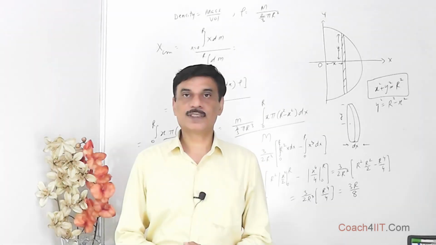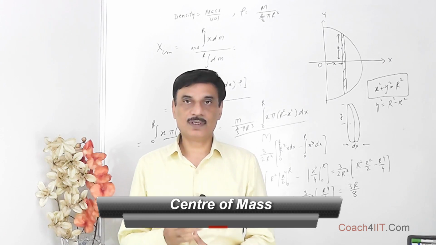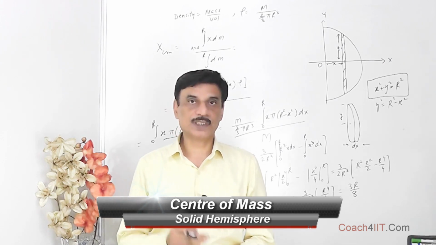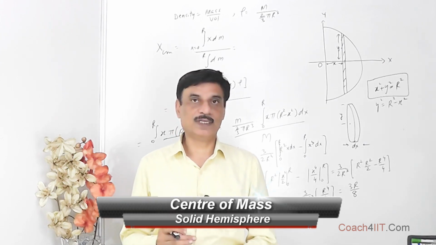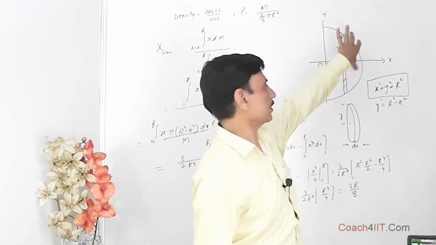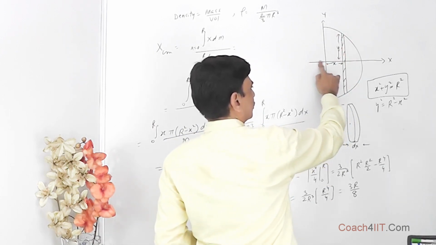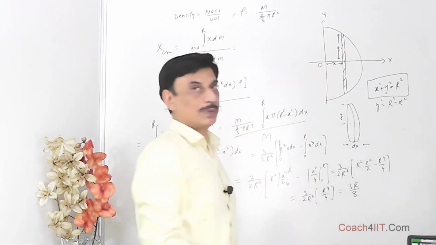Find the center of mass of a solid hemisphere. First of all, as usual, we try to see if there is axisymmetry, because the center of mass will be lying on that axis of symmetry. So obviously this is the axis of symmetry if this is a hemisphere of radius r. On this axis the center of mass will be lying.